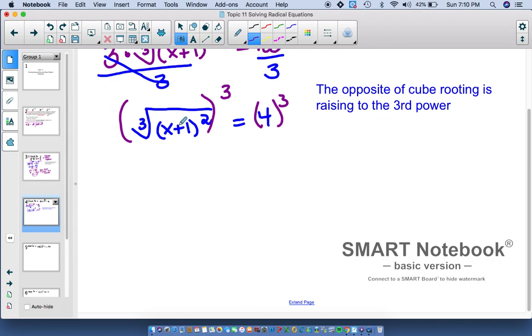Alright, so then what do we have? Cube root to the 3rd power, those will cancel. So look at what I'm left with. I'm left with x plus 1. The squared is still there. I didn't cancel this too, so bring it down with you. Okay, 4 times 4 times 4 is 64. Okay?